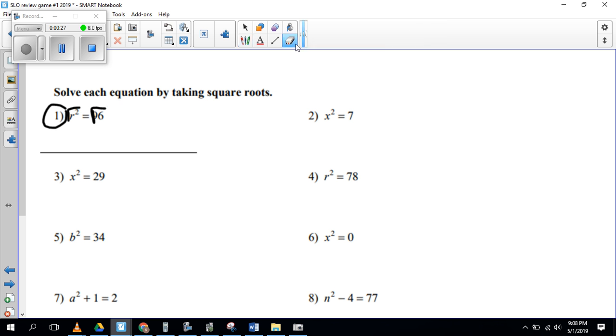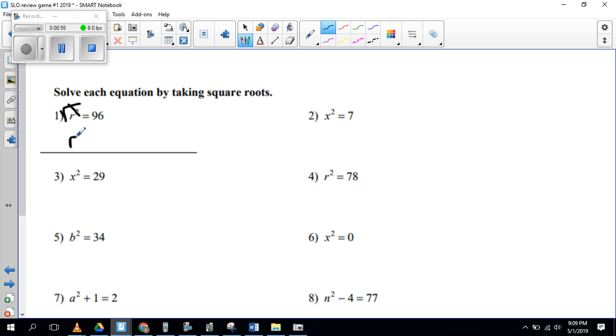So let me erase this again. If we look here, r squared equals 96. What is the only thing with r that we need to get rid of? Well, it's the square, this little 2 here. The only way to undo a square is to square root it. It sounds kind of like itself: to square root, you square. So whatever you do, that cancels out, and we're left with r.